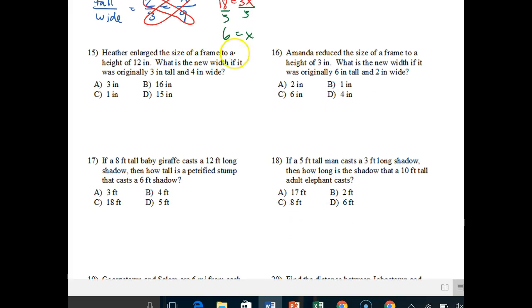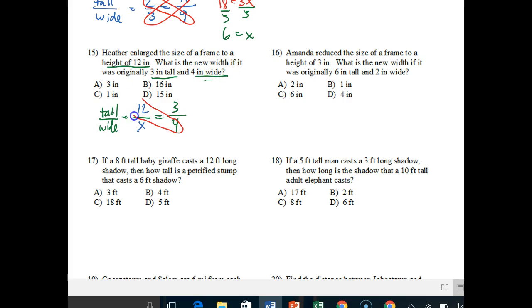Heather enlarged the size of a frame to the height of 12 inches. What is the new width if it was originally 3 inches tall and 4 inches wide? So again, we're doing 3 inches tall, 4 inches wide. So tall and wide. The only thing is this time they gave us our first proportion actually in the second sentence. So we can say equals 3 to 4, and we have to figure out what our first proportion is. So it says the height, or that's how tall something is, 12. So that means we need to figure out how wide it is. And that's exactly what it says. What is the new width, right?